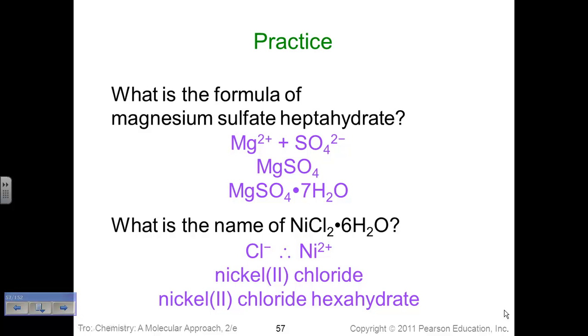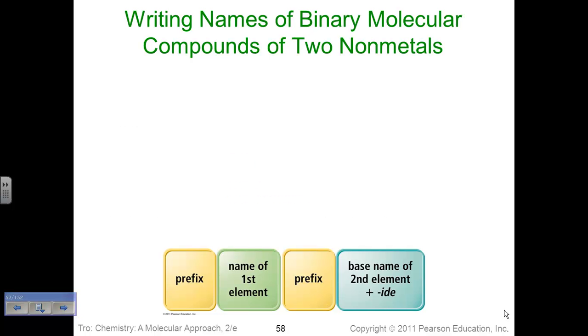Naming hydrated crystals using our prefix for naming hydrated crystals. I'm going to pause here. We are now switching gears into a second category of compounds, binary molecular.